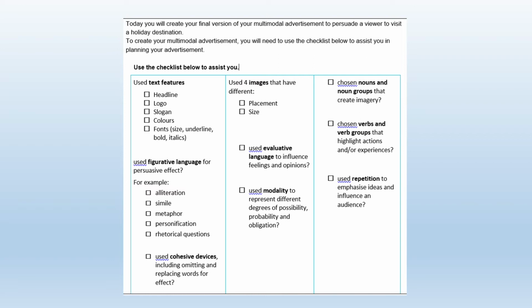Chosen nouns and noun groups that create imagery. Chosen verbs and verb groups that highlight actions and or experiences. And our final one here, used repetition to emphasize ideas and influence an audience. So what parts of the ad do you want to say a few times to keep that message in the viewer's head? So in my advertisement, I emphasized the words adventure package because I wanted to promote the adventure package.